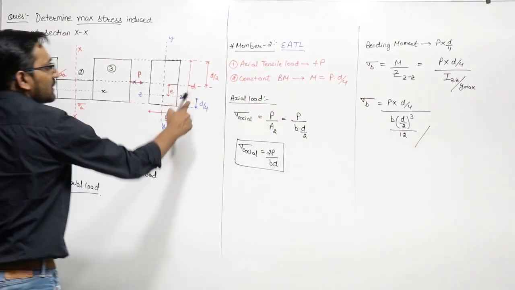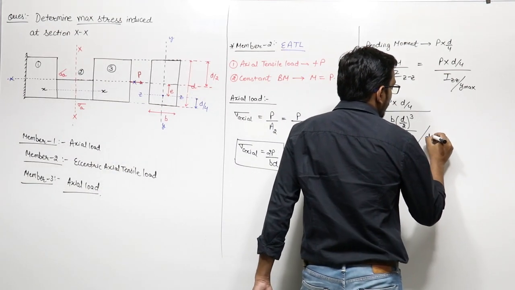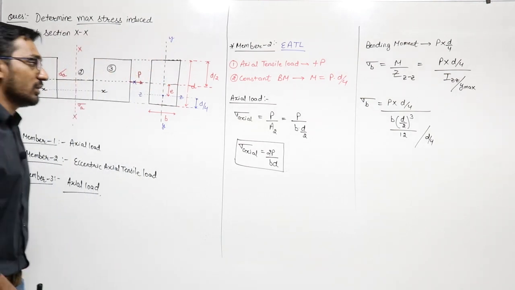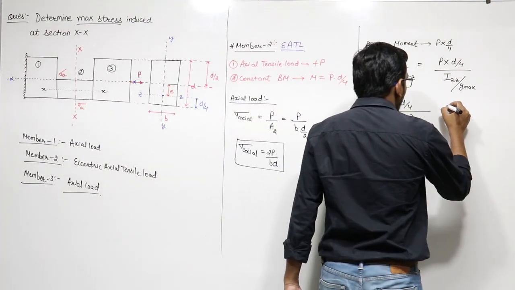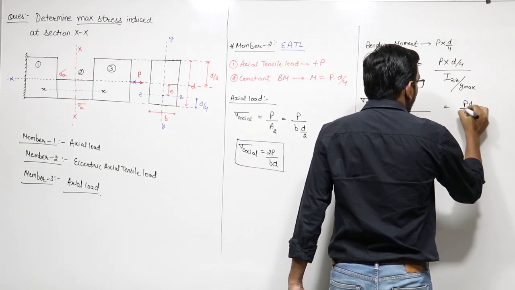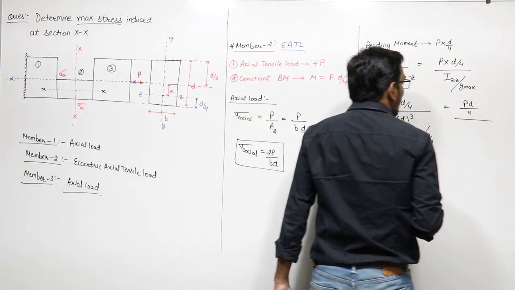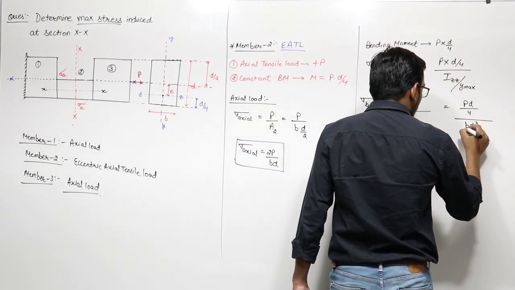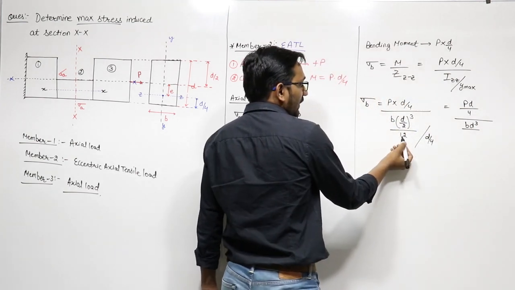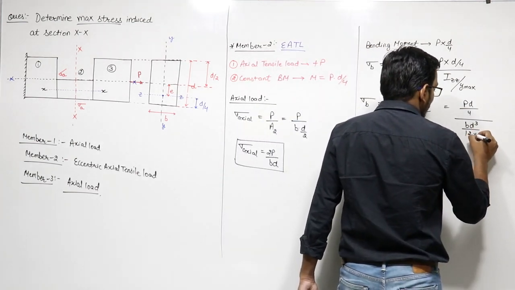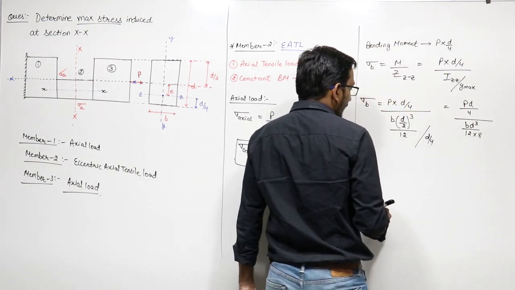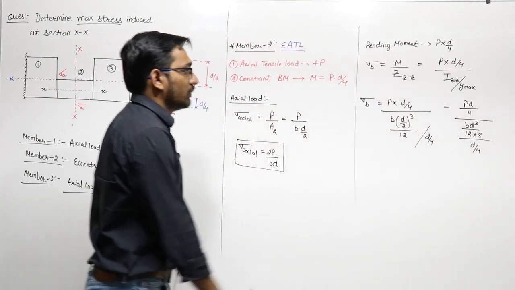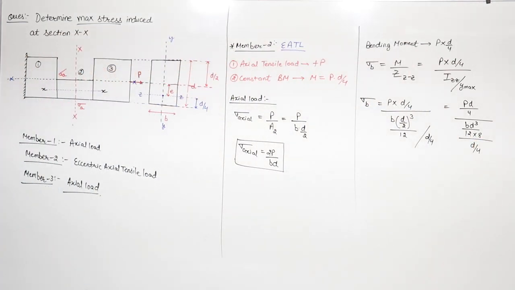Y max will be this D by 4. Right? This is D by 4. So if you solve this, this will be PD by 4 divided by BD cube upon 8 into 12, which is 12 into 8, divided by D by 4.